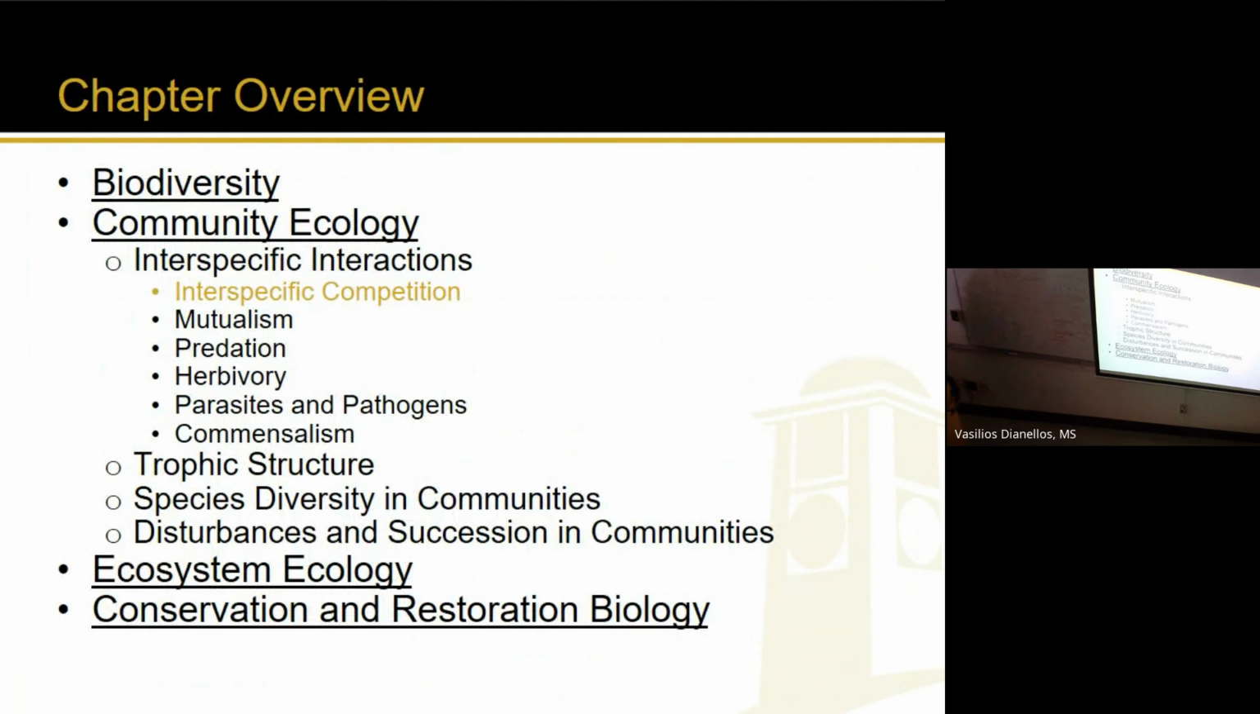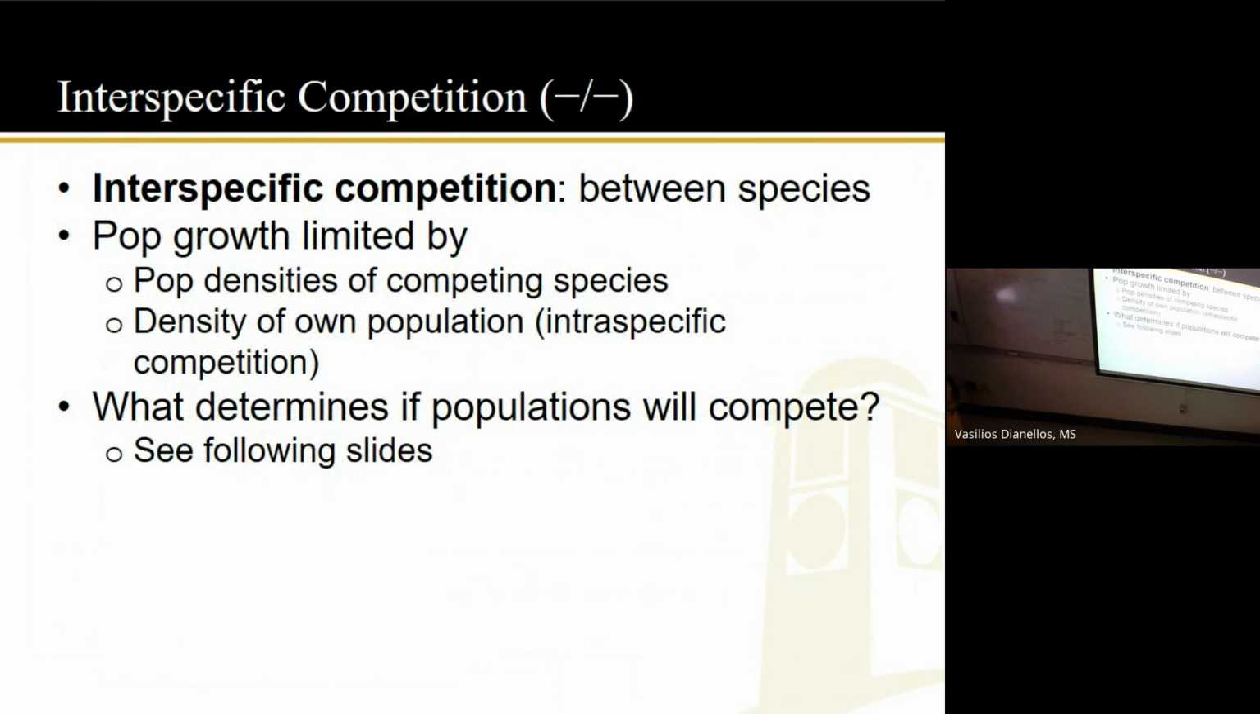All right, so let's talk about interspecific competition in a little bit more detail. Again, this is a competition between species. Now, when this happens, the population growth of these two species are limited by the population densities of the competing species and the density of their own population. So again, basically that's saying we have two different species that are competing against each other. Obviously, the one that has a higher density, the one with higher numbers, usually going to do better. Is basically what that's saying.